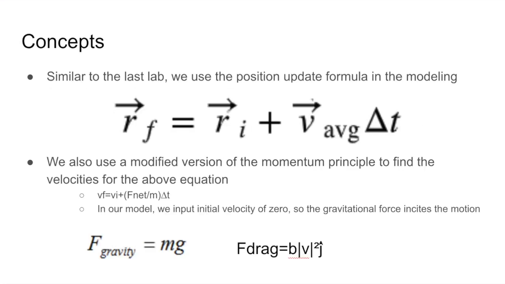We use similar concepts as the last lab, such as updating position with the position update equation and updating velocity with the momentum principle. In this lab, however, we will have a net force acting on the paper affecting its motion. The net force will be a sum of the gravitational force of the paper and the drag force on it in the air while falling. The equations for these forces are shown. The letter B in the drag force equation is the coefficient of drag for paper, which we fit to our data model and the model with the drag force.